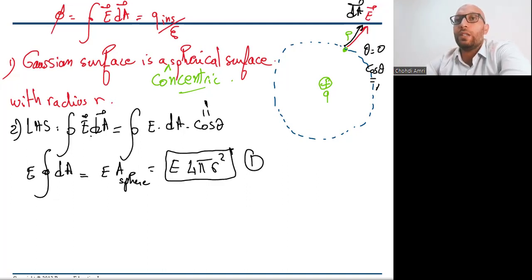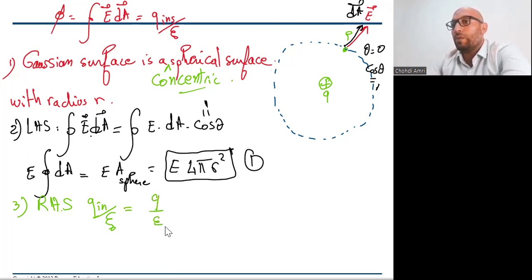Now let's move to the right-hand side. What do we have? Q inside divided by epsilon naught. This is the Gaussian surface in blue. What is inside the Gaussian surface? We have the charge Q. So let's write Q divided by epsilon naught. This is the second term, the right-hand side.